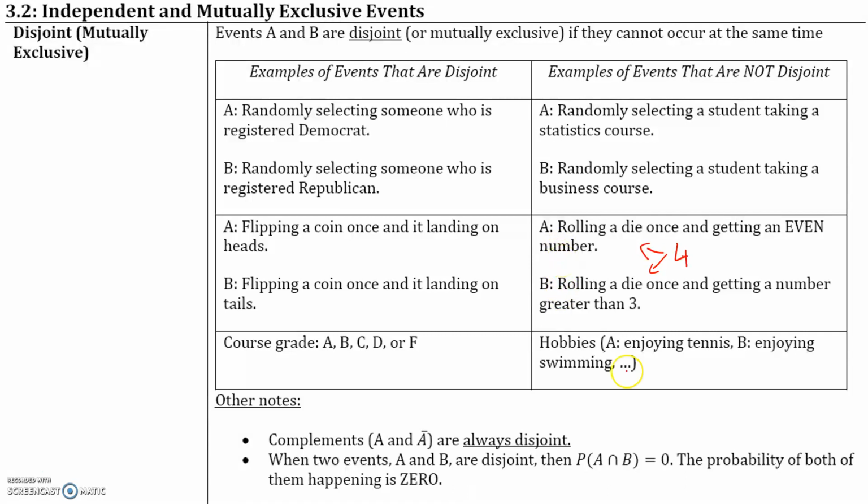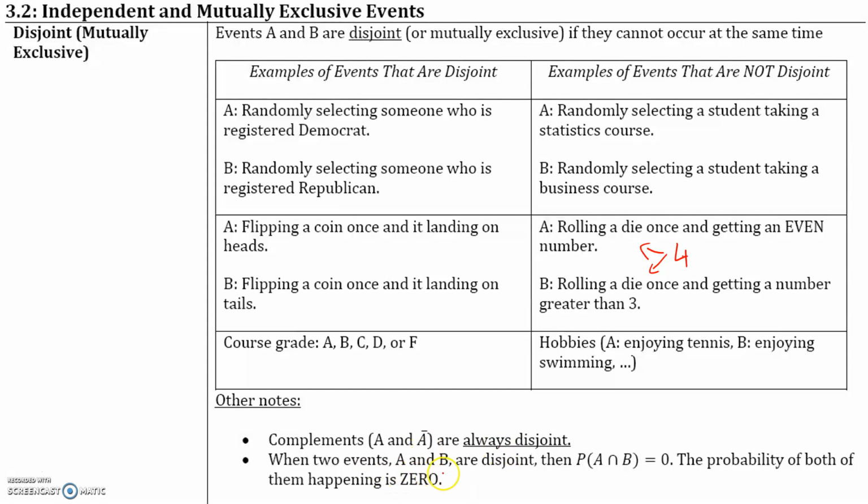Hobbies are definitely not disjoint events. Somebody could enjoy tennis and somebody could also enjoy swimming. So A and B could occur at the same time. Here are some other notes. An event A and the complement of A are always disjoint. They cannot occur at the same time.